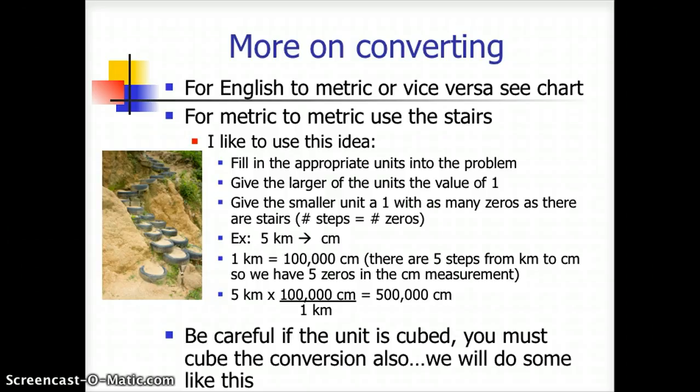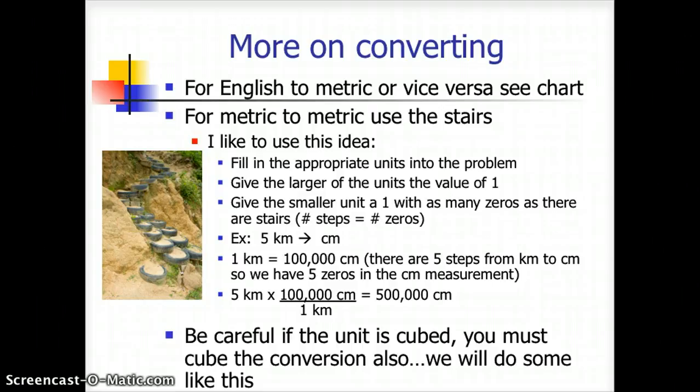Some more information on doing conversions. If you're going to be taking English to metric or vice versa, metric to English, you have various conversions given to you in your reference packet. So use those to do any conversions from English to metric. If you're going to go from metric to metric, then you want to use the stairs that are on that reference packet. Here's a way to help you figure out how to use the stairs. First of all, you have to figure out what 2 units you're looking at. So if you're looking at kilometers and centimeters, you find those two units.